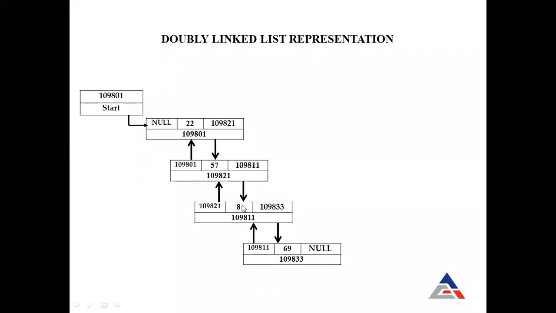If I am at the third location, then this value shows the address of the previous node, that is 109821, this one. It becomes the data element, and 109833 is the address of the next node. If I'm at this node, then the previous node is at 109811. 69 is the value. As it is the last node, there are no further nodes, so it is none. This is the way I can represent a doubly linked list.